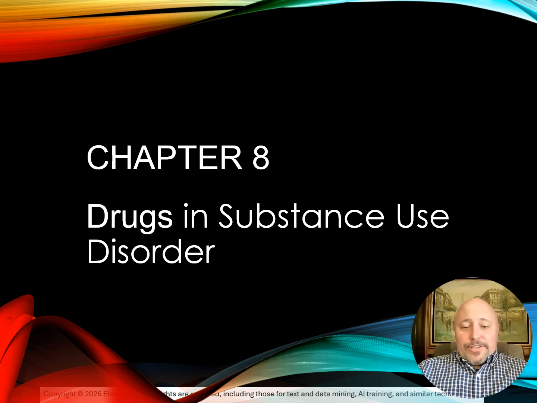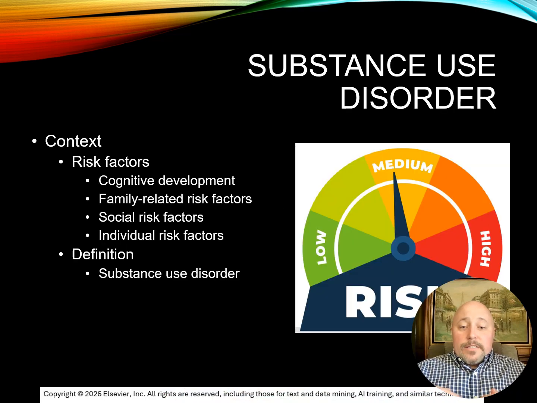And for our final chapter this week, let's talk about Chapter 8, Drugs and Substance Use Disorder. Substance use disorder is going to be a serious issue in a wide variety of nursing settings because we're dealing with some very addictive substances. These are chemicals with a high addiction potential. It wasn't that long ago that OxyContin was on the market, kicking off that opioid epidemic.